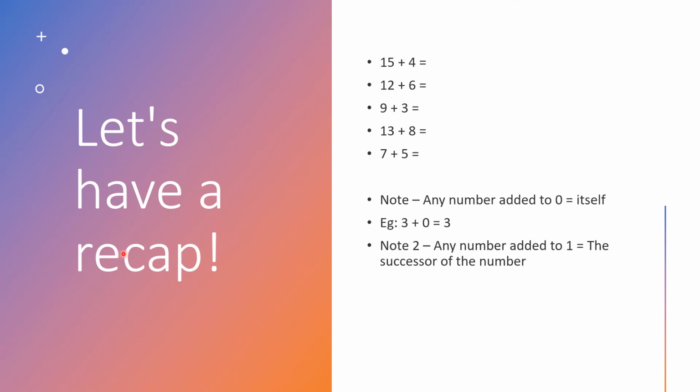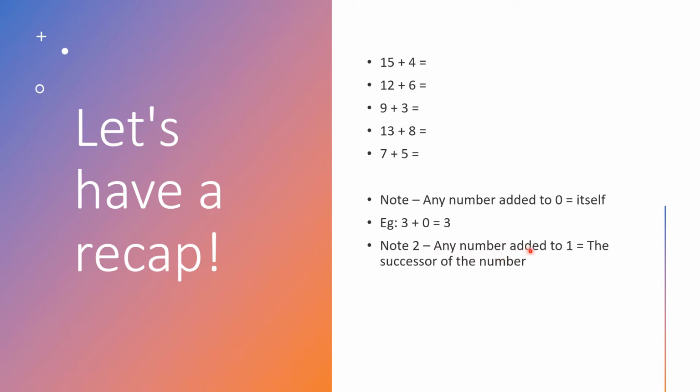In the last video, we learned addition. I will tell you some interesting facts on addition and then we'll do some problems. We'll have a recap. Any number added to 0 is itself. Let's take an example. 3 plus 0 is 3. In this number statement, 0 has no value. So, the number itself, which is 3 in this case, is the answer.